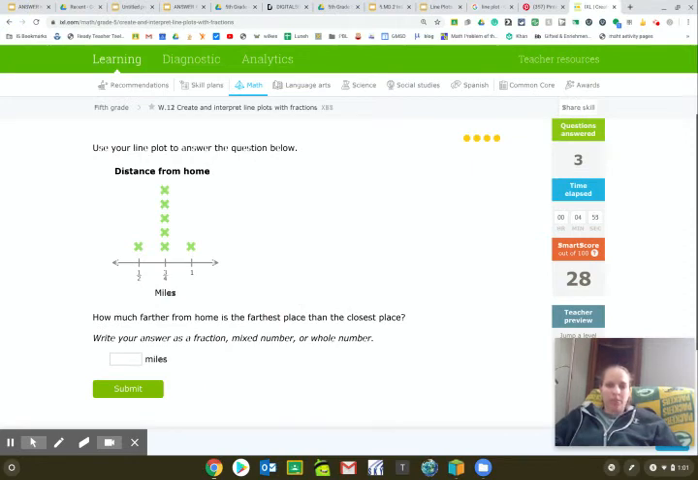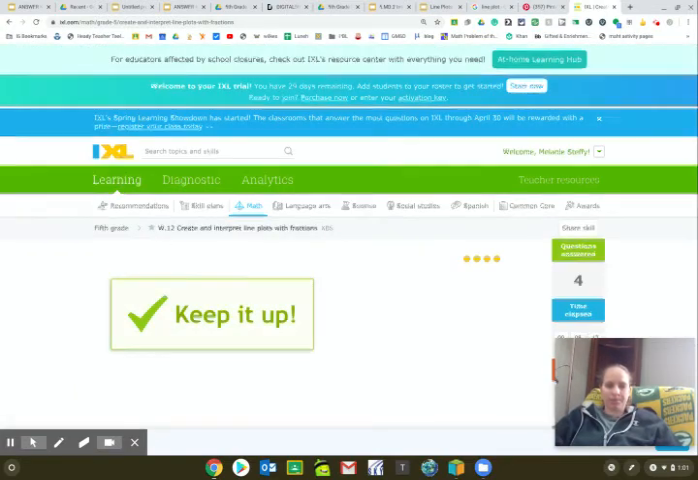So it says, how much farther from home is the farthest place than the closest place? Write your answer as a fraction, mixed number, or whole number. So the farthest place was 1, and the closest place was 1/2. If I'm trying to find the distance between them, or how much farther something is, I would use subtraction. So in this case, it's 1/2 mile.